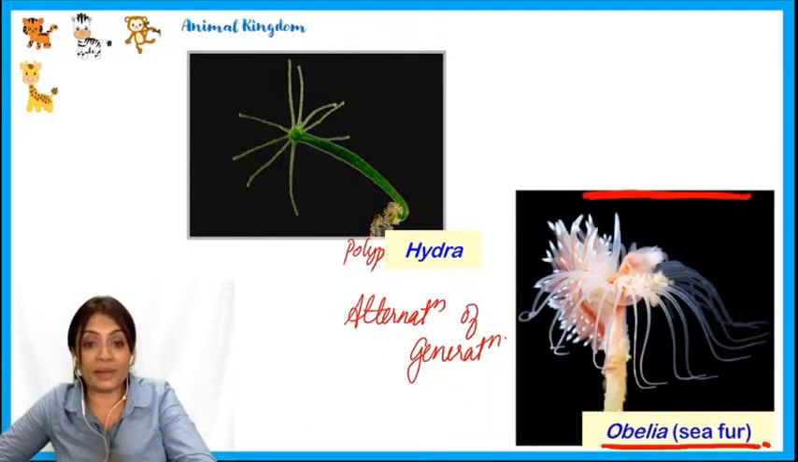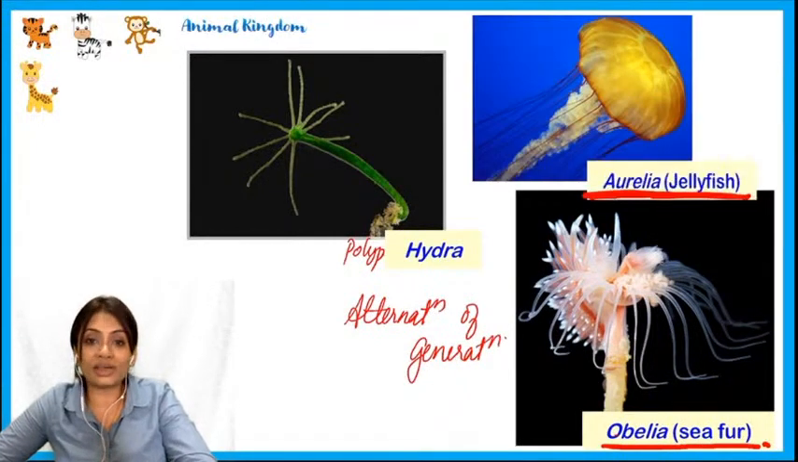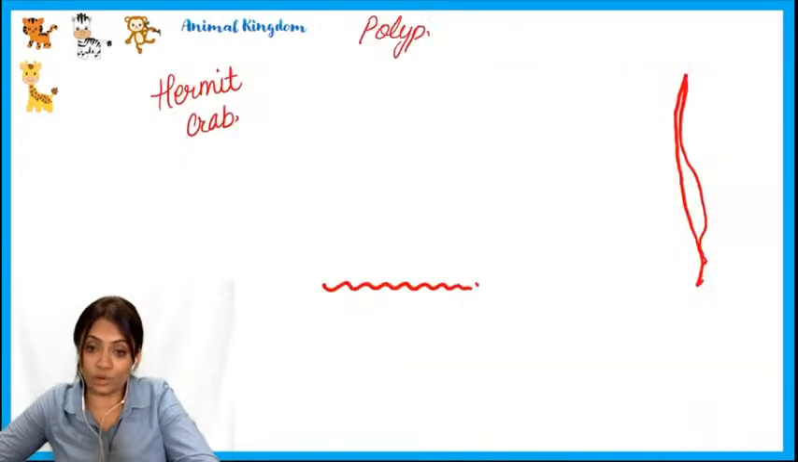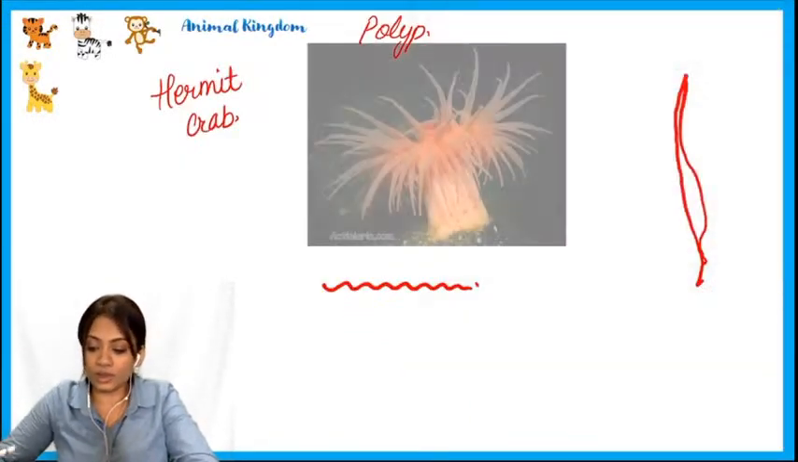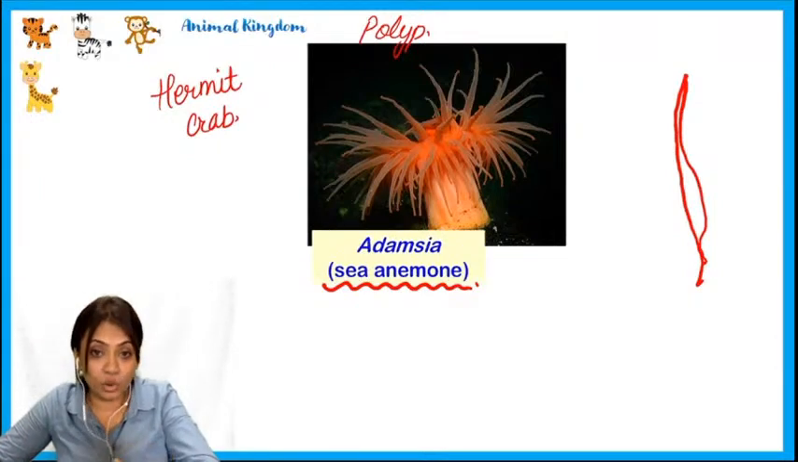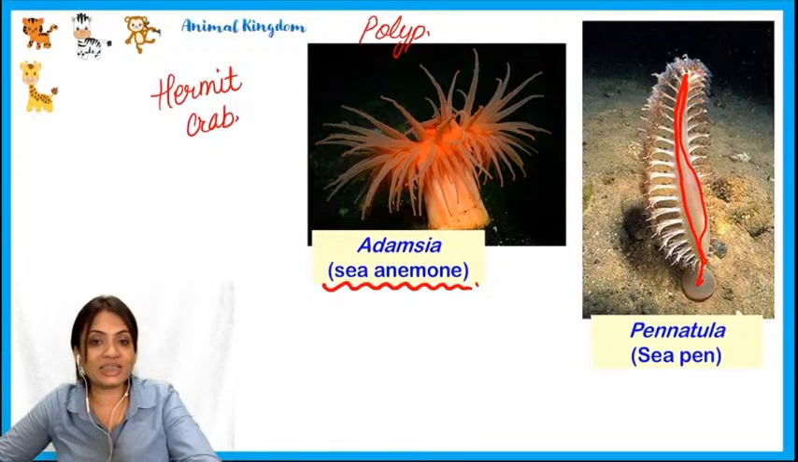The next one, Obelia, we did. Obelia can be called the sea fur. We also did jellyfish, which was called Aurelia. Then we started with the next one, the sea anemone, which was known as Adamsia, and then the sea pen, which was called Pennatula.